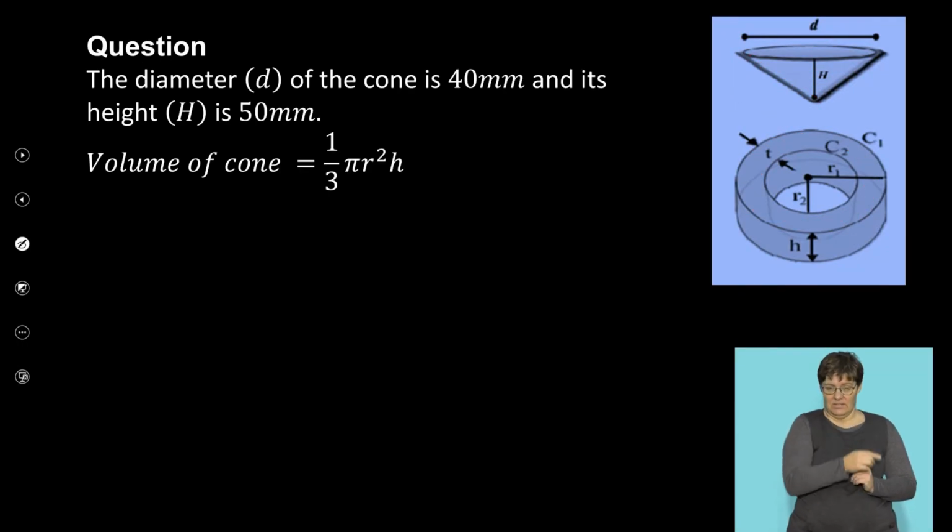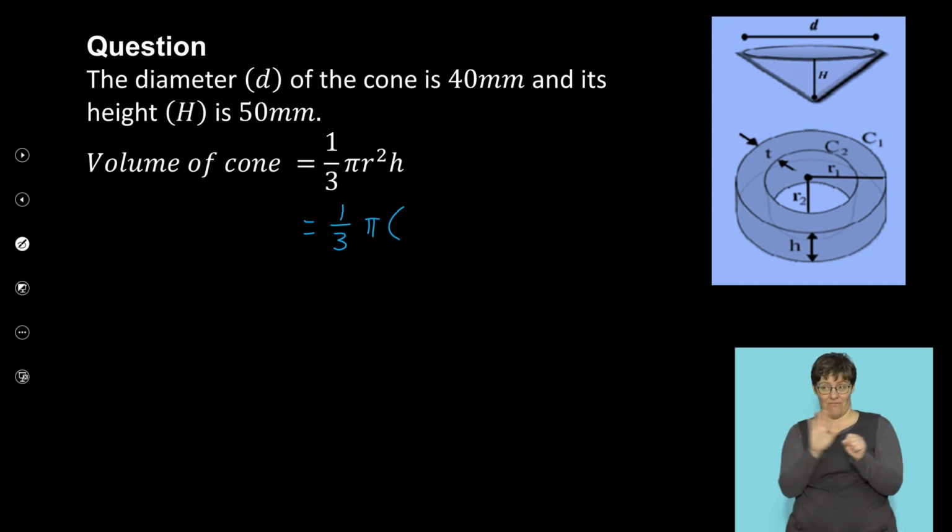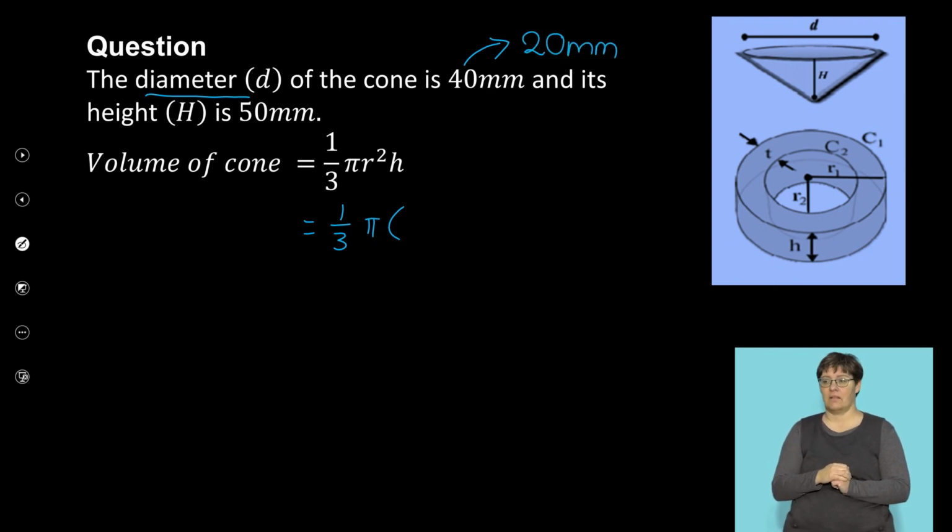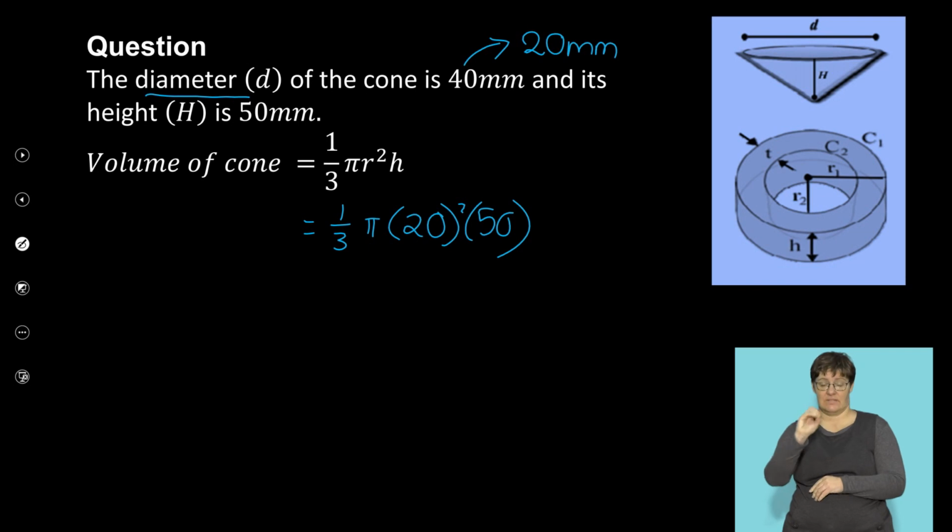So first things first, we are going to calculate the volume of the cone, and the volume of the cone is going to be 1/3 times pi r squared times the height. So it's going to be 1/3 times pi times my radius. Please note I've been given the diameter of the cone. That means that my radius will be half of this. So my radius will be 20 millimeters. So it's going to be 1/3 pi times 20 squared multiplied by my height, which is 50.